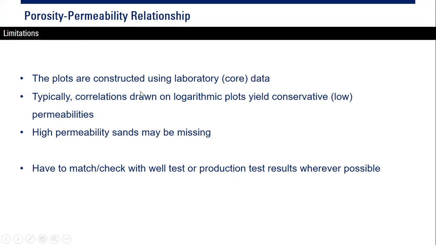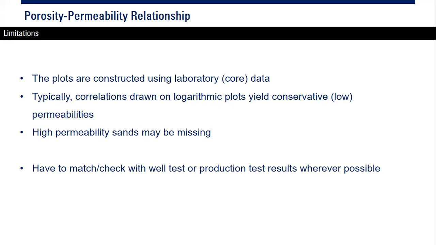And typically correlations drawn on logarithmic plots yield conservative or low permeabilities. Okay, so the plotting technique is also important, and it can also be a limitation. Whether we plot it using linear scale, logarithmic scale, or semi-logarithmic scale is very, very important. High permeability zones may be missing from the core, and we need to match or check with well-test data or production test results wherever possible to recheck the observation with core data.